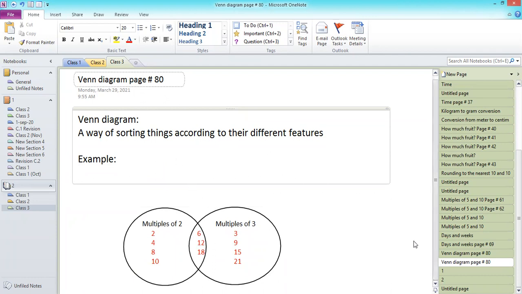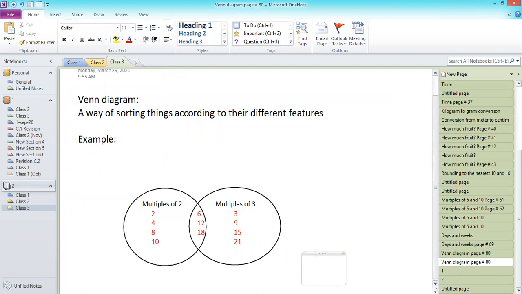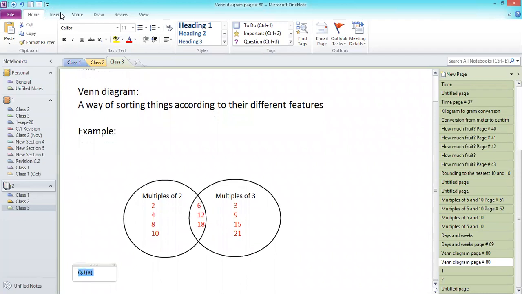So we'll start from here now. Question number 1A from book.